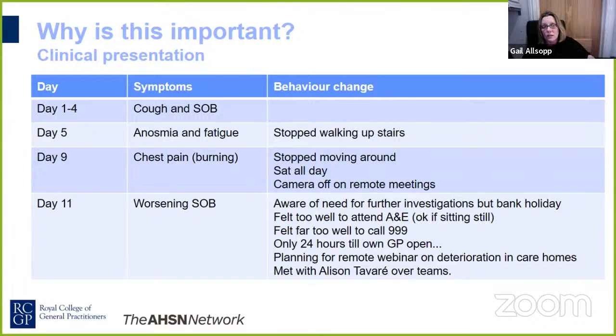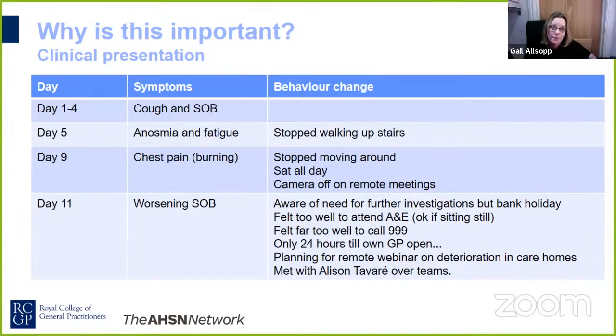So I started off with COVID-19, day 1 to 4, the typical shortness of breath and cough, not particularly bad. I was still managing to do everything, felt absolutely fine isolating at home. By day 5, I lost my sense of smell and became more and more tired. It's only in retrospect that I now look back at the subconscious behavioural changes I made as my symptoms progressed. At this stage, I stopped walking up and down stairs because of the shortness of breath. I came down in the morning, spent the whole day downstairs, and only went up once a day.